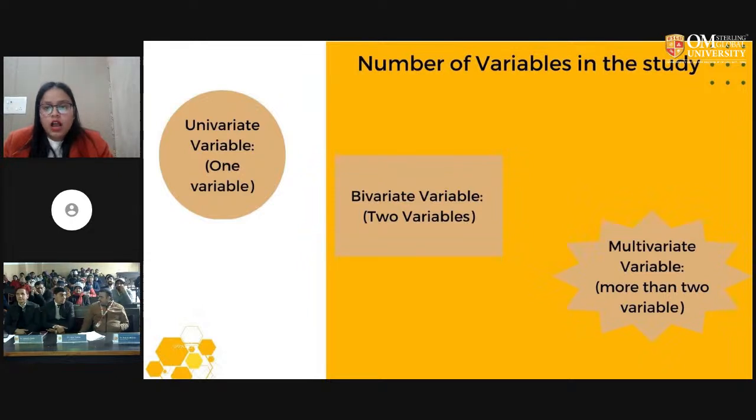First of all, the type of statistical tool will depend upon the number of variables in the study. How many variables are there in the study? We have univariate variables, bivariate variables, and multivariate variables. Univariate means a single variable, bivariate means there are two variables, and multivariate means there are more than two variables in the study. Next.